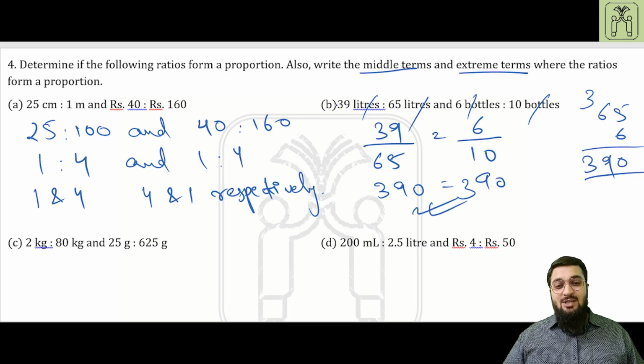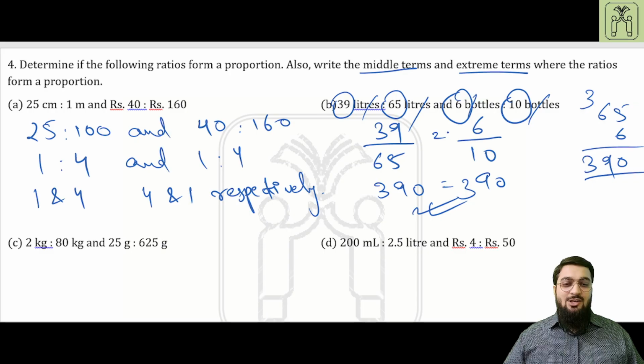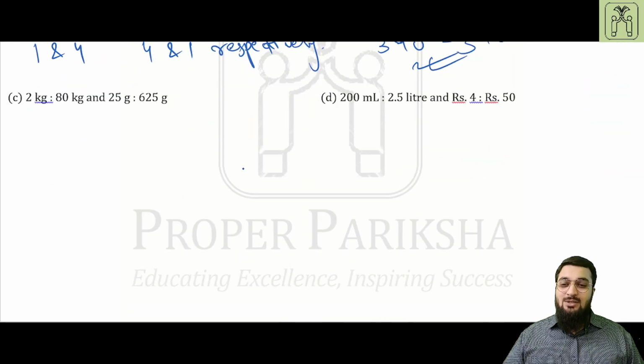The extreme terms are 39 and 10, the middle terms are 65 and 6 respectively. You will not write 6 and 65 because it will negate the mentioned order. You have to write in the mentioned order.